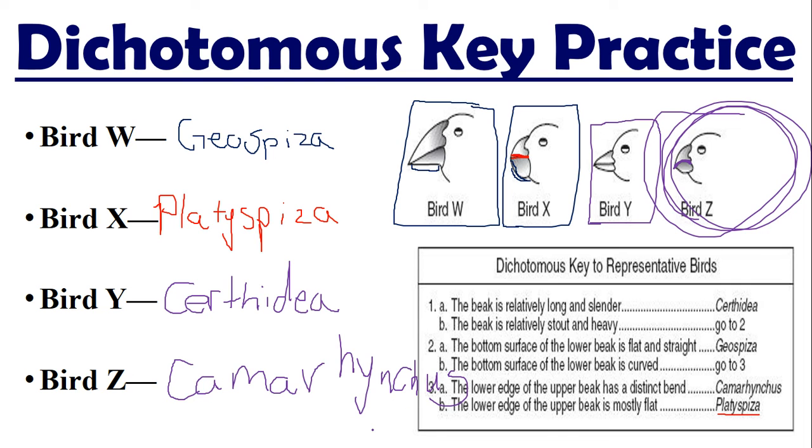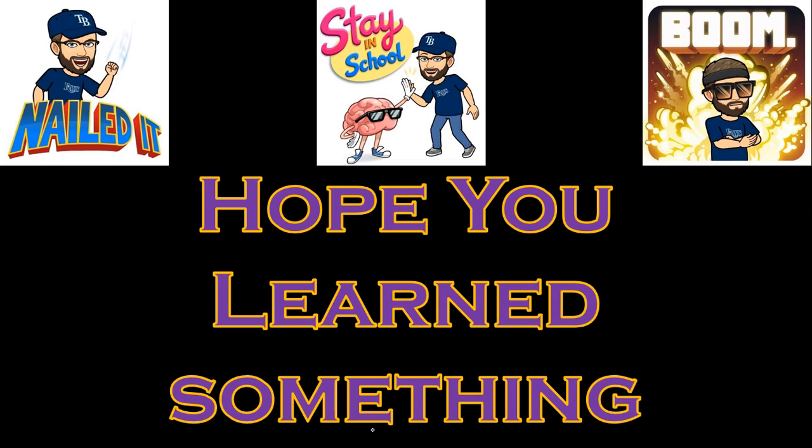And that would be using a dichotomous key. Dichotomous keys are really cool. You can use them to classify leaves from trees. In school I even made a dichotomous key for candy. It's all up to the teacher what you're going to do with them. But I really hope you learned something today.